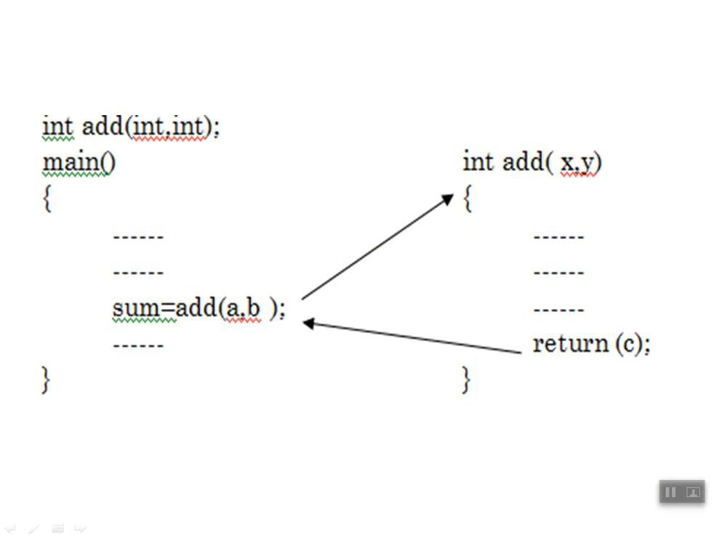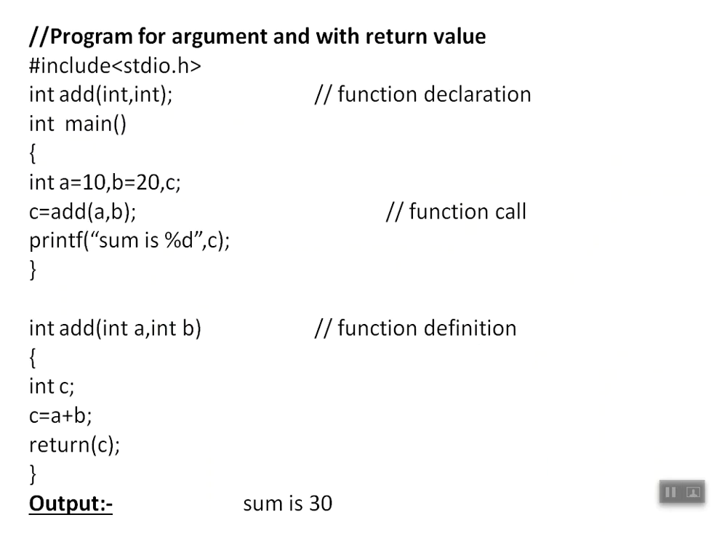So here add of a comma b, we are calling the function with arguments, and you will finish your task and return something. The returned value will be stored and used. So if we are using return, that will be stored in the variable. If we are using void, only the control will come back here, it will not return anything. We go through this example.